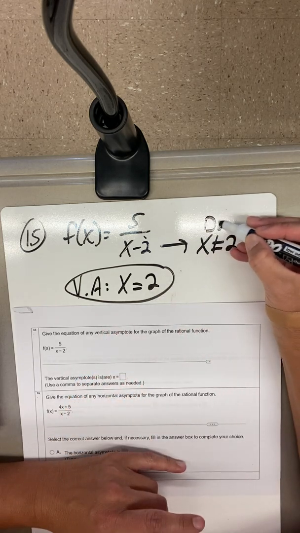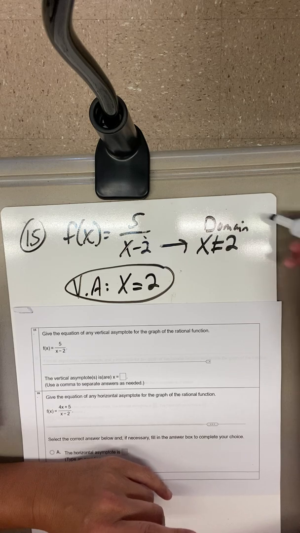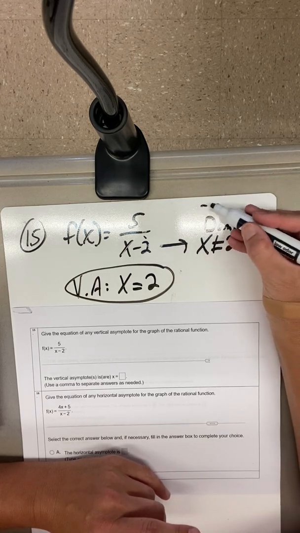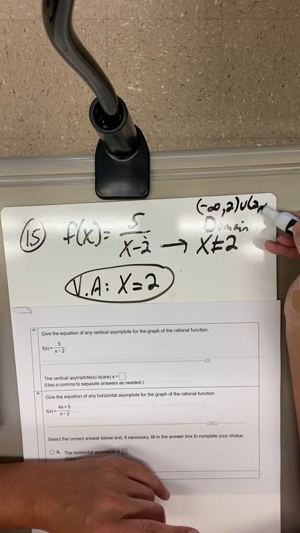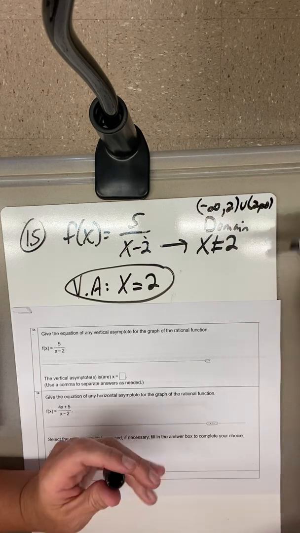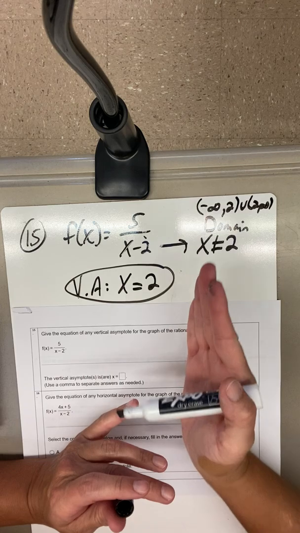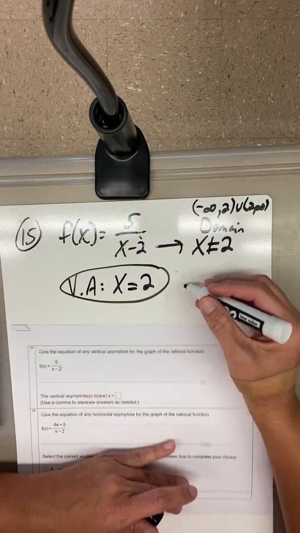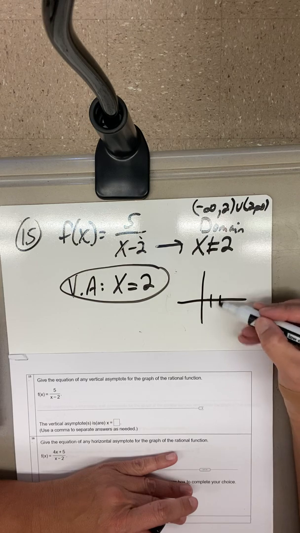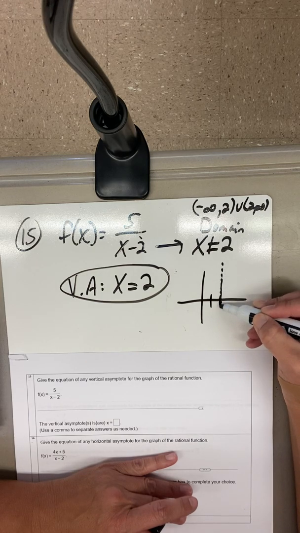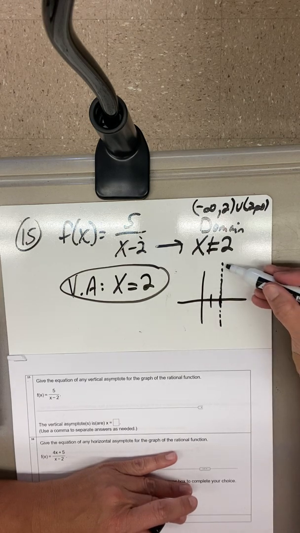This is the domain. X can equal all real numbers. It can go from negative infinity to 2 or from 2 to infinity. But it can't be 2. Well, what's going on at 2 then? There's a vertical asymptote. When you graph this on your calculator, and I'm just going to do it by hand real quick. Okay, you've got this going on right here, and the graph looks like this.